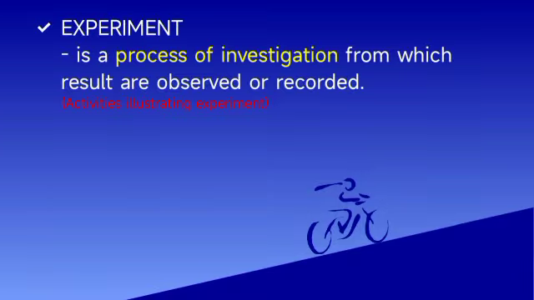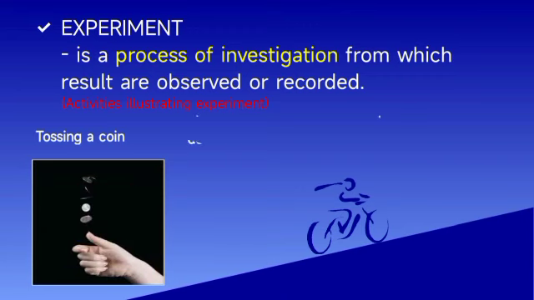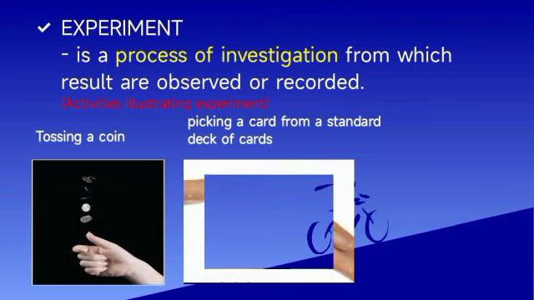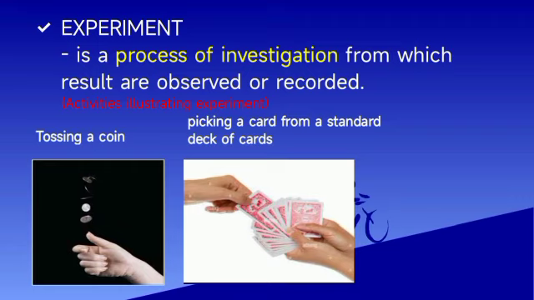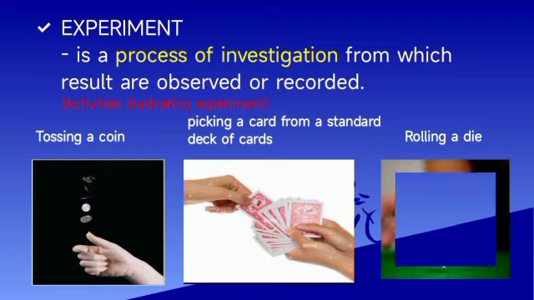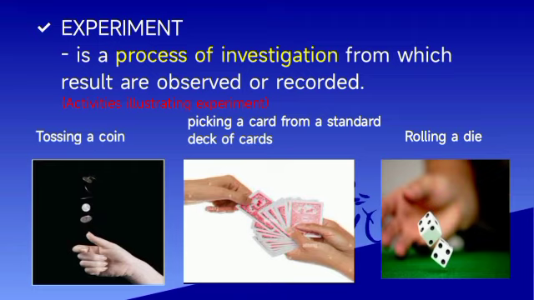Let's start. So, let's define first what is experiment. When we say experiment, it is a process of investigation from which results are observed or recorded. To make it clear, here are some activities illustrating experiment. First is tossing a coin. Second is picking a card from a standard deck of cards. And lastly is rolling a die. A die is a singular form while dice is a plural. So these are some activities that best illustrate experiment.